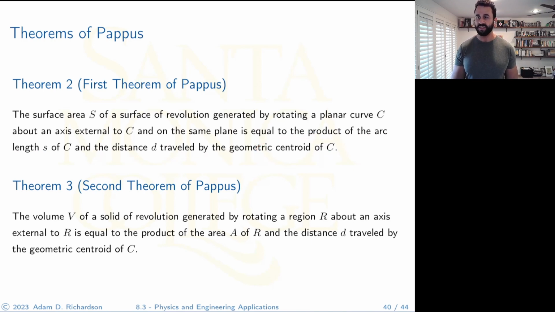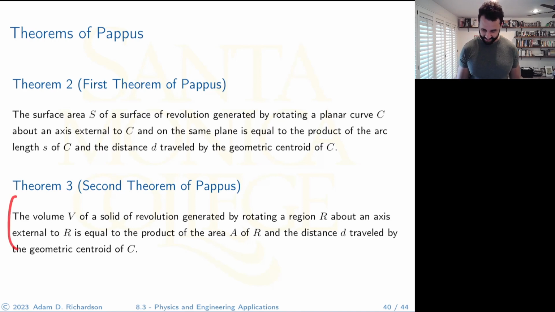So what this is saying is, if you want to know the surface area, find the length of that curve, find the centroid of that curve, and then multiply the length by the distance traveled by that centroid. The animation will look much nicer.